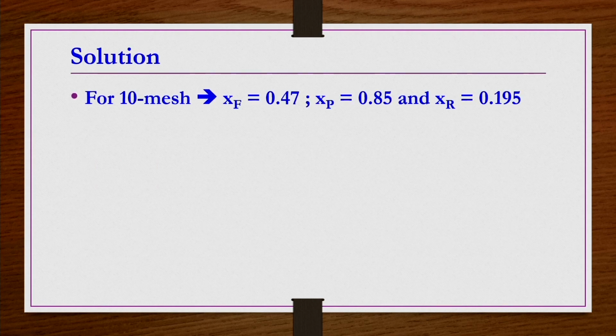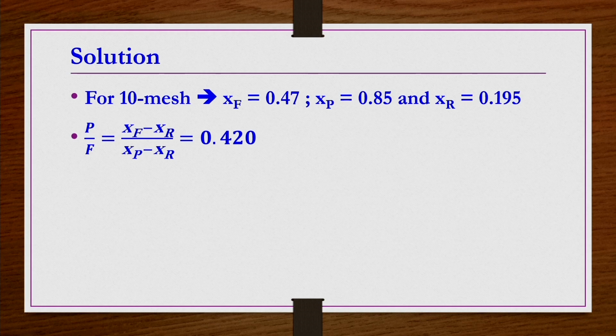So, we use method 1 for 10 mesh. Why are we taking 10 mesh? Because the material has been screened through 10 mesh, that is what the problem statement gives. So, that is the reason we need to take these numbers XF, XP, XR corresponding to 10 mesh. For that only we need to calculate the recovery and then rejection.